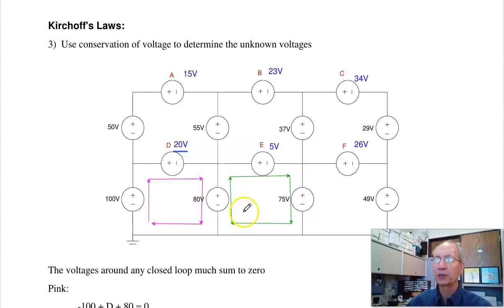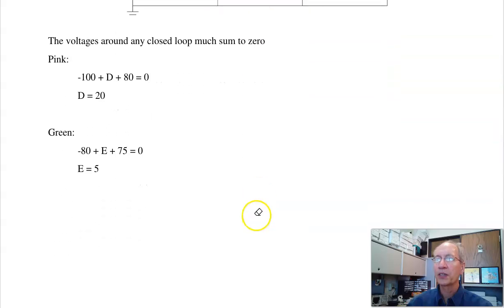D is 20 volts. Once I know D, I can go around this path. Minus 80 plus E plus 75 equals 0. E is 5 volts. Going around this path: minus D minus 50 plus A plus 55 equals 0. Solve for A. A is 15 volts. So on and so on. And this is what you should get. That's conservation of voltage.